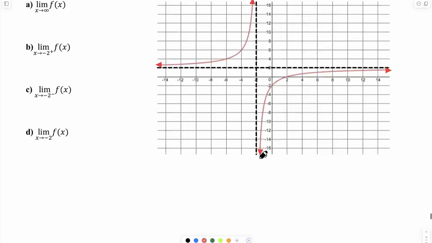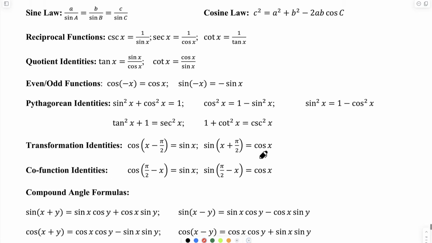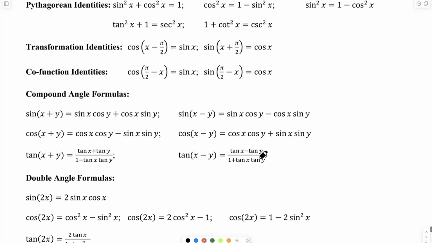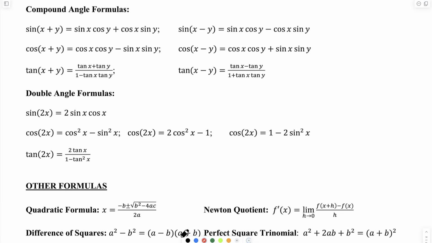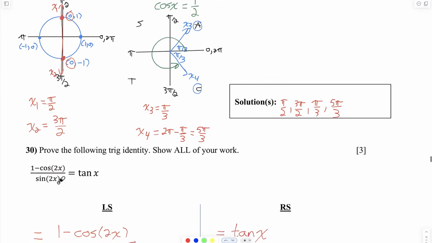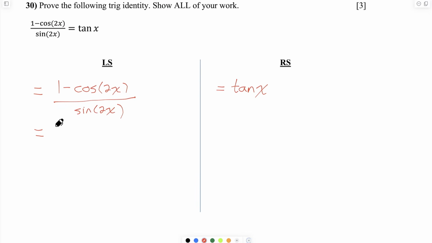And the identities we can use to prove this, if you look at the identity page here, we have lots of different identities we can use. I think I noticed in this question we have a couple double angle formulas, so maybe you want to pay attention to these identities here. We'll use those in this question. One of the double angle identities for cosine is I can change cos of 2x to 1 minus 2 sine squared x. And the double angle identity for sine is 2 sine x cos x.